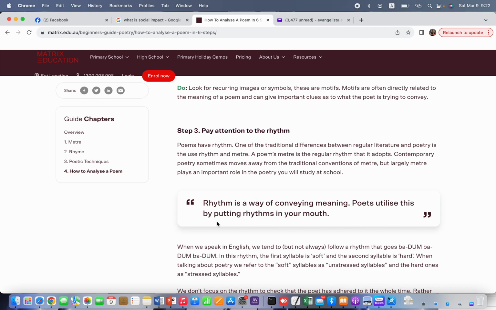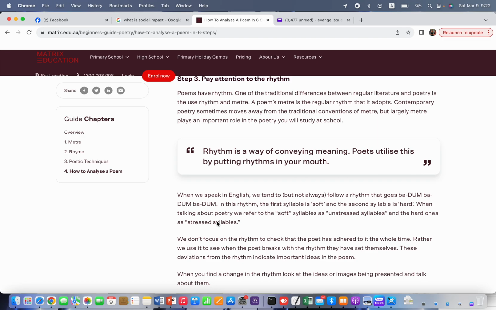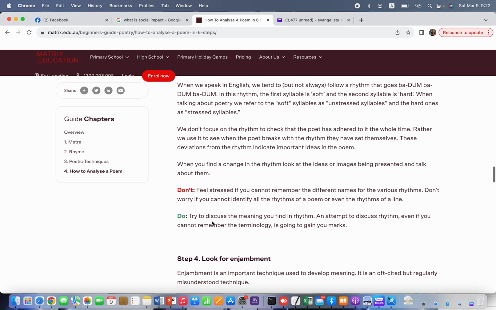Next, step three is to pay attention to the rhythm. Every language has a different pattern for rhythm, but rhythm is a way of conveying meaning. So poets utilize this by putting rhythms into your mouth. If you are reading an English poem, most likely there are what we call soft or unstressed syllables, or the hard or stressed syllables. So you have to identify what these are and group them together. That's where you get to have the rhythm. So this is the thing that you can do.